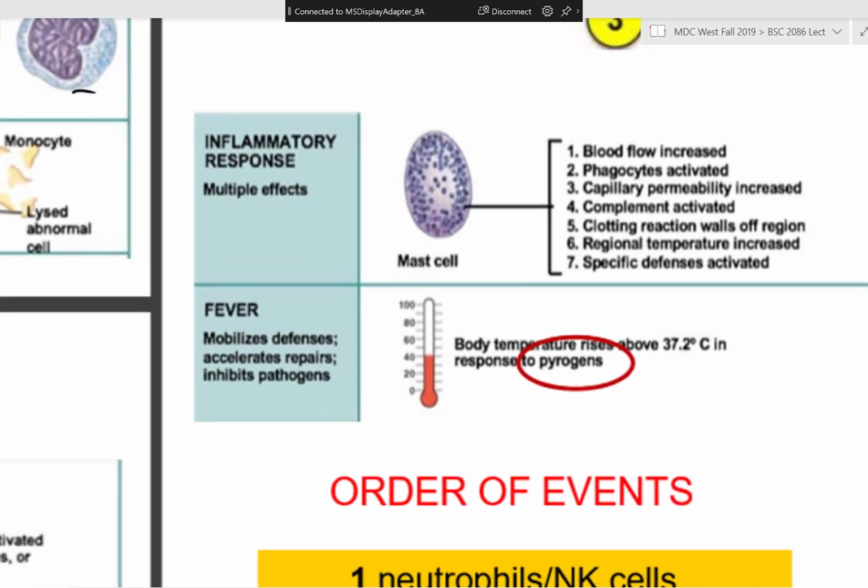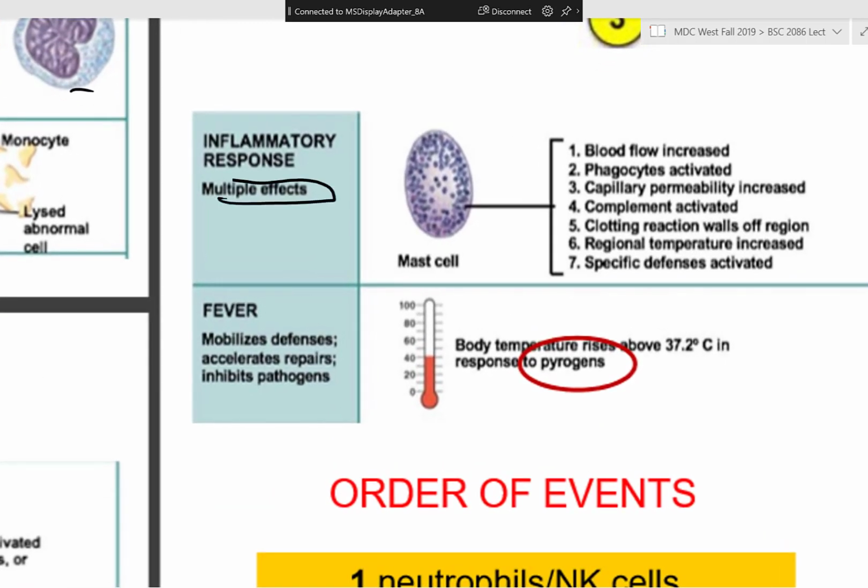Inflammation has multiple effects in your body. What are these multiple effects? Well, they're listed here. So, increase in blood flow, yes? Phagocytes are activated, because the more blood flow, as phagocytes reach there, there's going to be more exposure to the antigens.